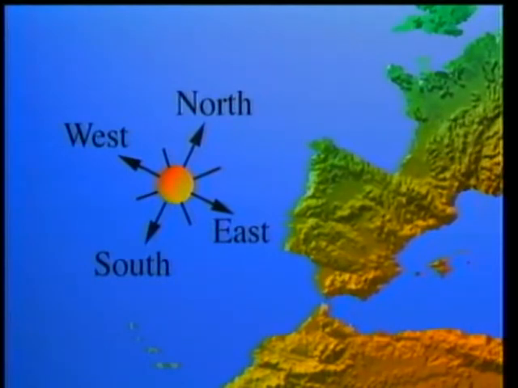The little unlabeled spikes on the compass rose are used to indicate the intermediate directions that fall between the cardinal directions. These intermediate directions are northeast, northwest, southeast, and southwest.